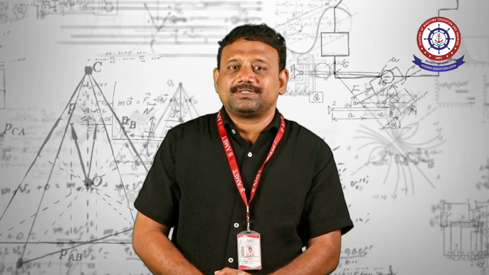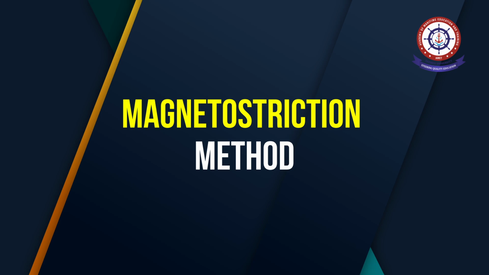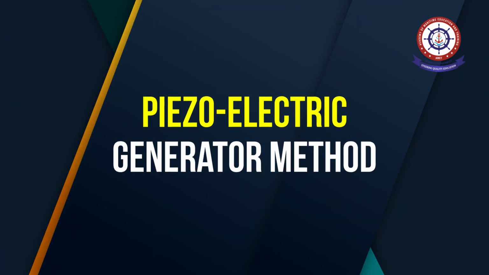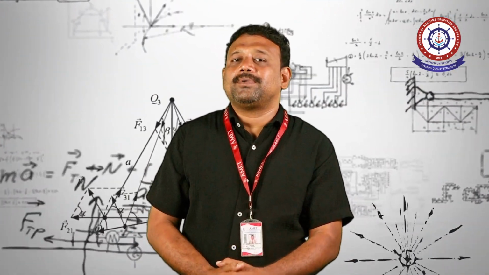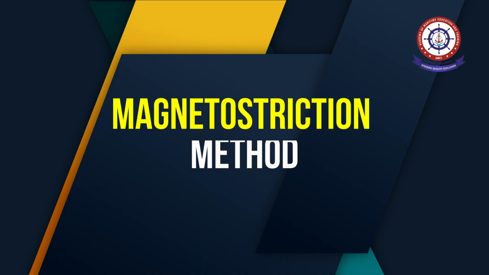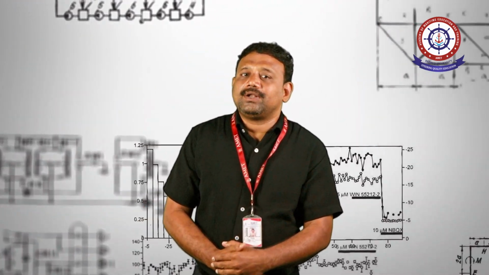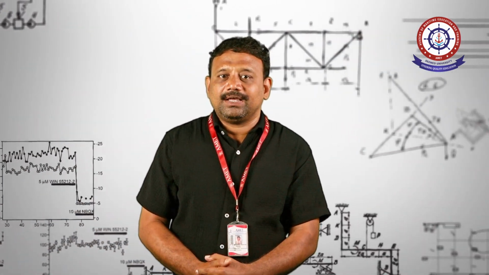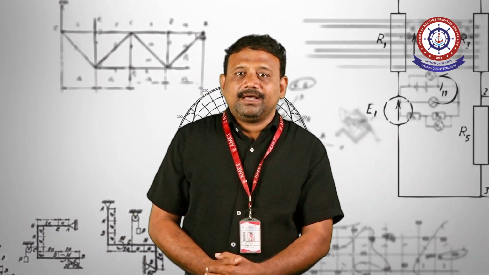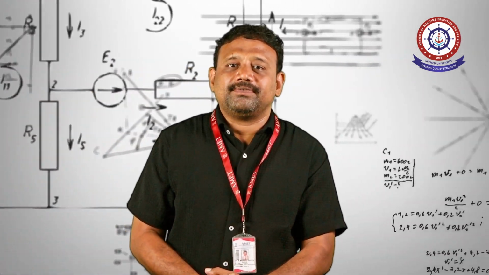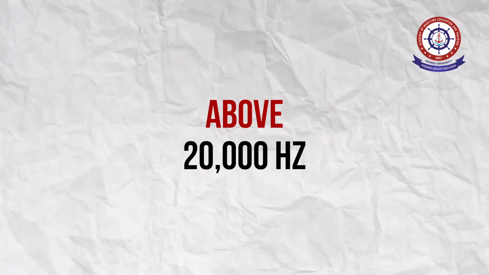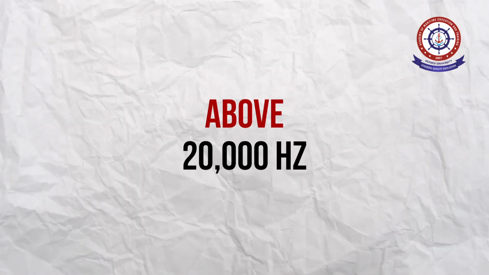There are two methods of production of ultrasonic sound: number one, the magnetostriction method, and number two, the piezoelectric generator method. We are going to discuss the magnetostriction method. When a ferromagnetic rod like iron or nickel is placed in a magnetic field, it gets vibrated, and when the vibration frequency reaches above 20,000 Hz, ultrasonic sound will be produced.